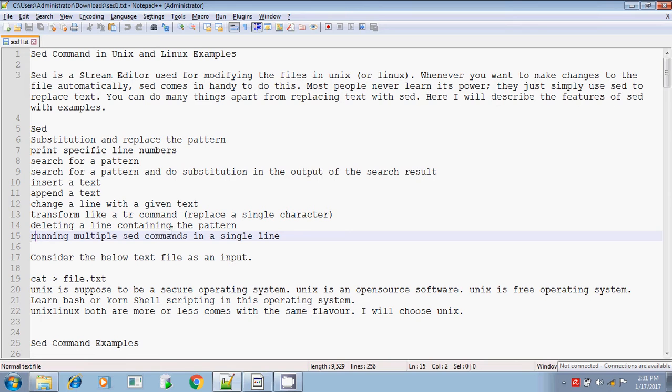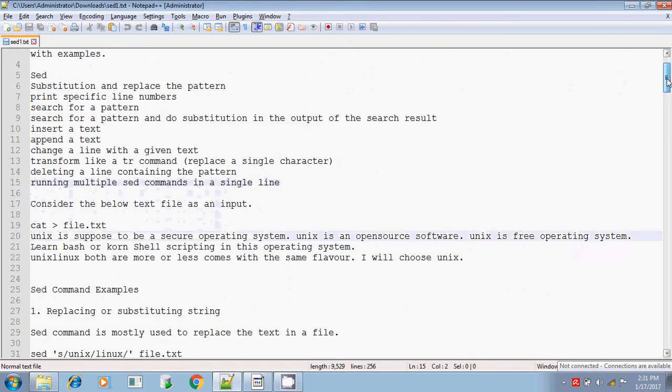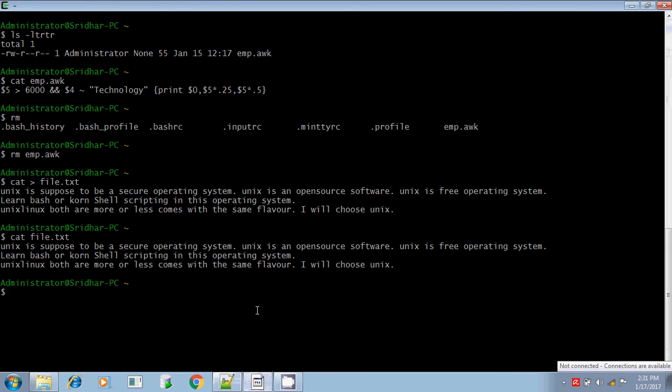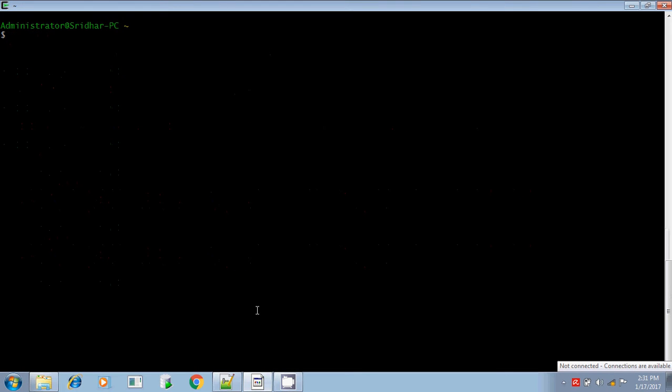Basically, these are the things we can do with the sed command. We'll be discussing examples in the upcoming session. I created a sample file called file.txt. Already created the file.